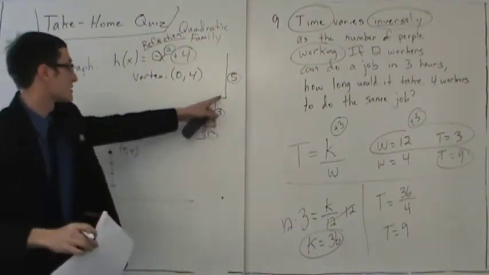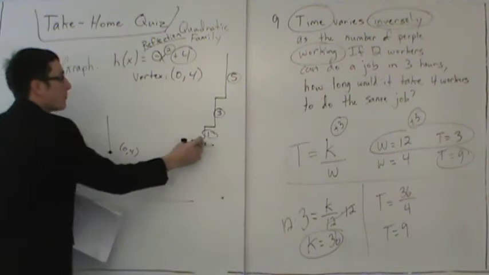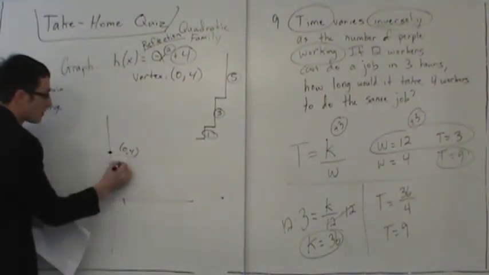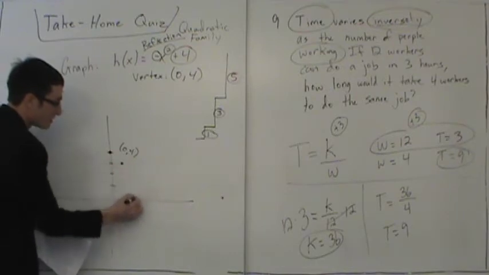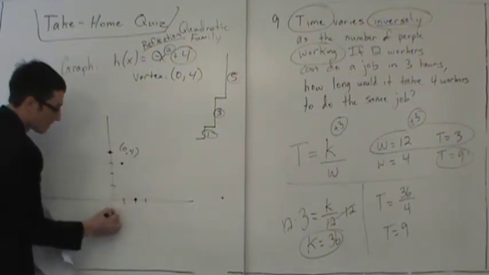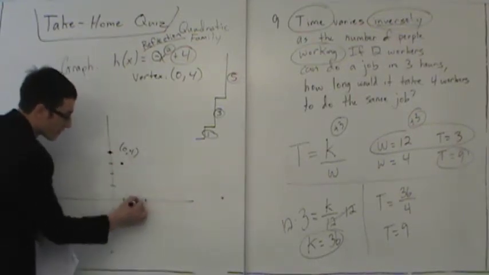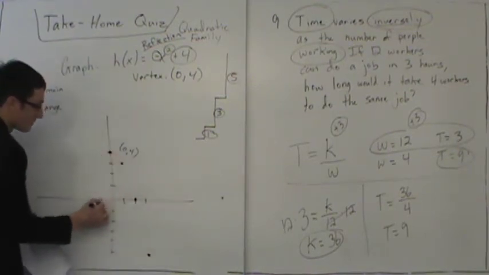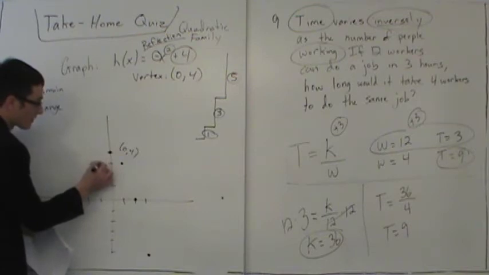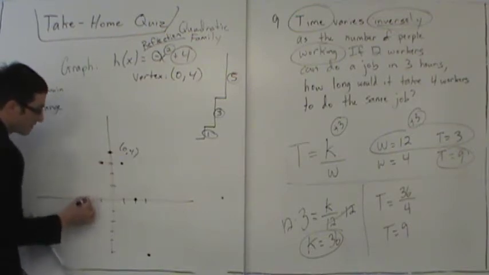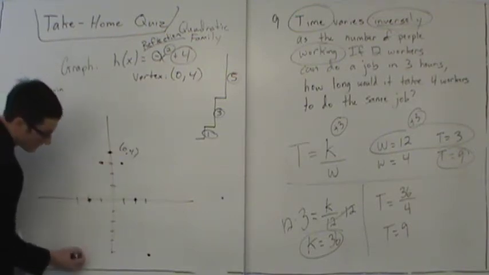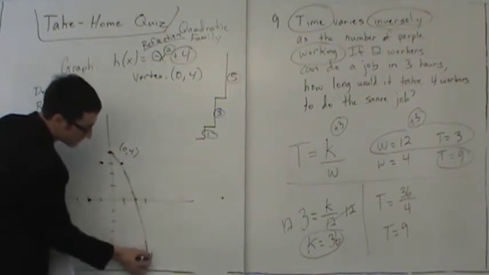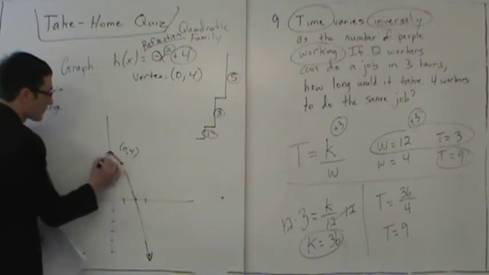Same distance. So instead of right 1, up 1, right 1, up 3, right 1, up 5, we're going to go right 1, down 1, then right 1, down 3, then right 1, down 5. Also left 1, down 1, left 1, down 3, and left 1, down 5. And let's go ahead and graph the function. And we have to write domain and range.